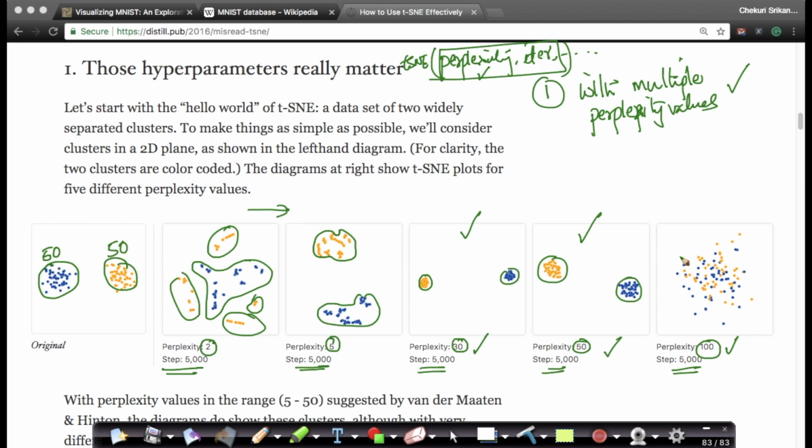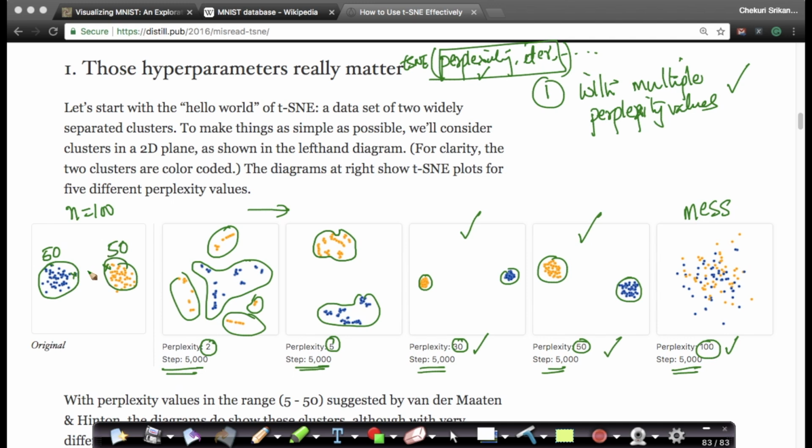This is literally a mess that I end up in. Now, why is that happening? See, when I'm trying to preserve distances for every pair of points, when perplexity equals 100, and I have only 100 points here, right? What is my total number of points? It is only 100, 50 plus 50.